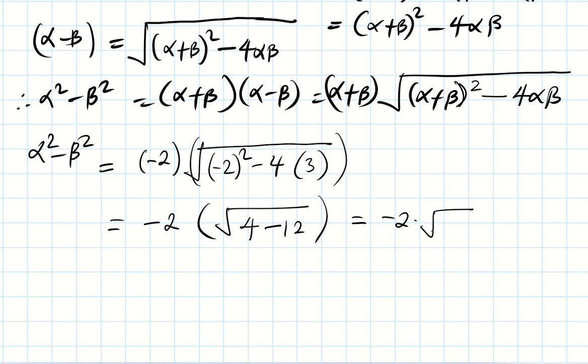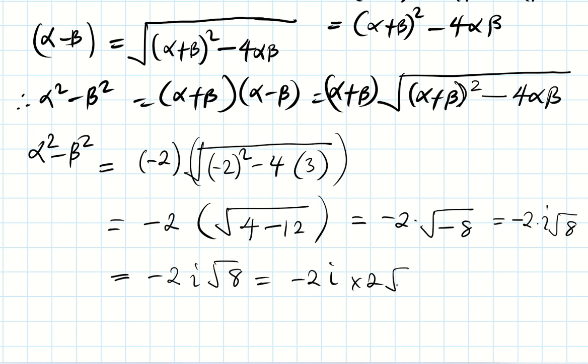That is, 4 minus 12 is minus 8. So the square root of minus 8. And this is the same thing as −2 times the square root of −8, which is actually i root 8, where i is an imaginary number. So here we have −2i times the square root of 8, and the square root of 8 is 2 root 2. So we have −2i times 2 root 2, which is the same thing as −4i root 2. Therefore, alpha² − beta² is equal to −4i root 2.